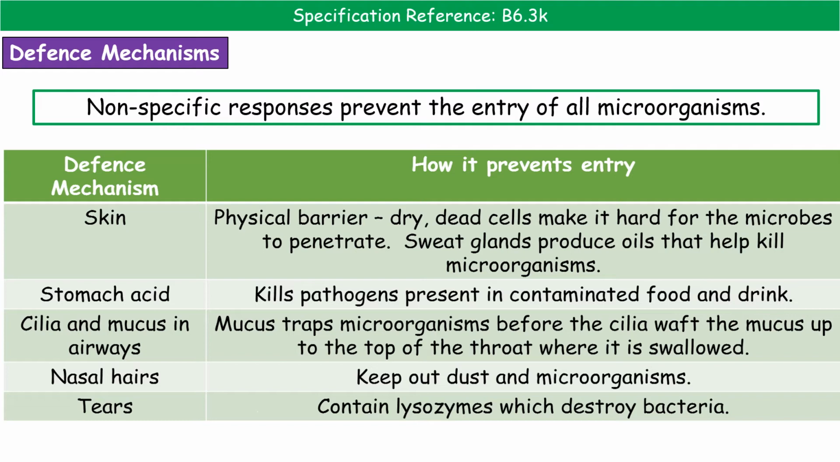Next one, stomach acid. That's going to kill pathogens present in contaminated food and drink. You've got cilia, which are tiny little hairs, and mucus in your airways. They kind of work together. So the mucus traps the microorganisms, and then the cilia do this little waft motion, moves the mucus up to the top of the throat where you swallow it down, killed in the stomach acid. You have hairs in your nose. That's all to keep out dust and microorganisms from getting into the delicate tissue of your lungs. And your tears contain this stuff called lysozymes, which are there to destroy bacteria on the surface of the eye.